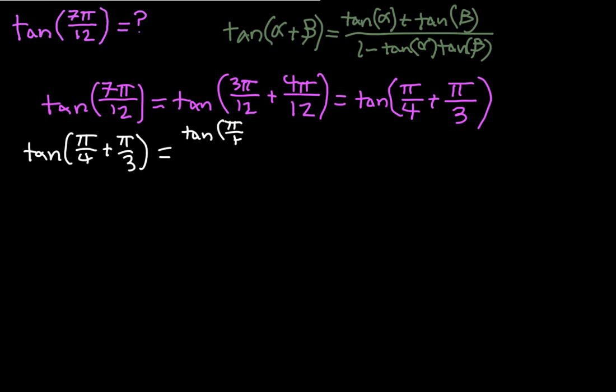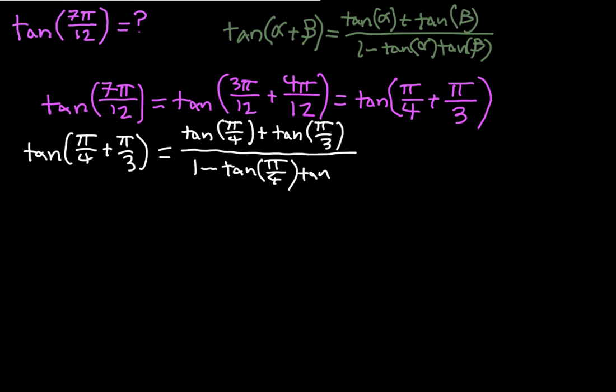Well, we have the tangent of pi over 4 plus pi over 3 should be equal to the tangent of pi over 4 plus the tangent of pi over 3 divided by 1 minus the tangent of pi over 4 times the tangent of pi over 3. Now all we need to do is remember what the tangents of pi over 4 and pi over 3 are. Even if you forget the tangents of these angles, you should probably be able to remember the sines and cosines. In fact, you definitely should.